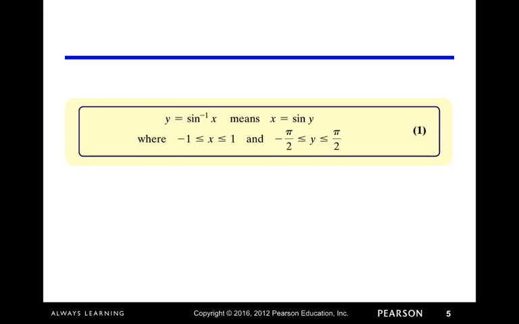Our x is from negative 1 to 1, and our y is negative pi over 2 to pi over 2. Now remember, again, before, the negative 1 to 1 was our range, it was our y values, and the angle was our x values. But when we're talking about inverse, we've inverted those, we've reversed those. So our range is now the angle, and our negative 1 to 1 is our x value.